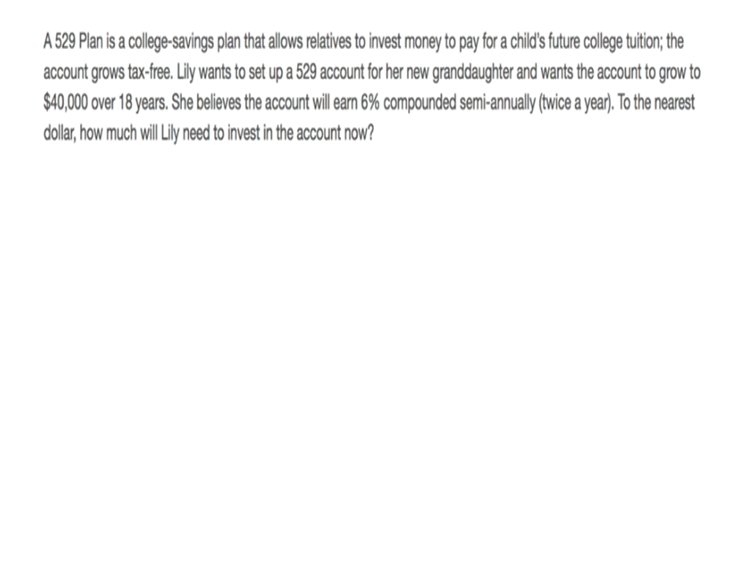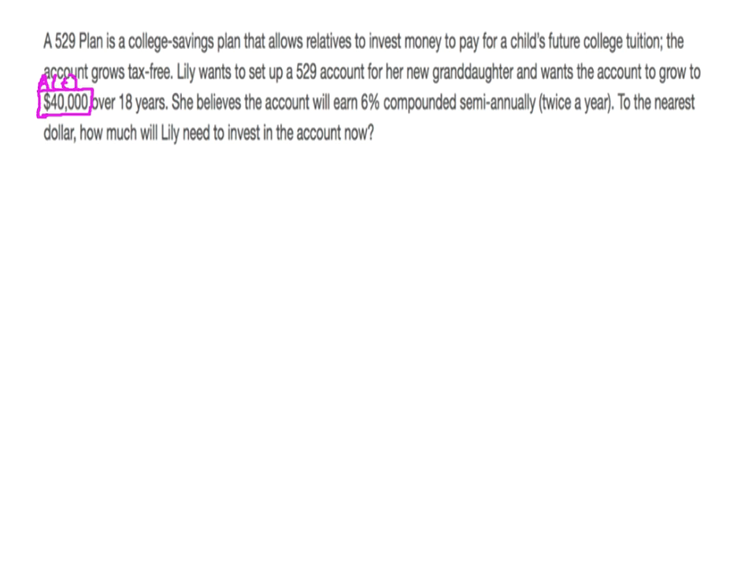Okay, so another compound interest problem here. A 529 plan is a college savings plan that allows relatives to invest money to pay for a child's future college tuition. The account grows tax-free. That's nice. Lily wants to set up a 529 account for her new granddaughter and wants it to grow to 40,000. Okay, so this is what she wants the accumulated value to be.